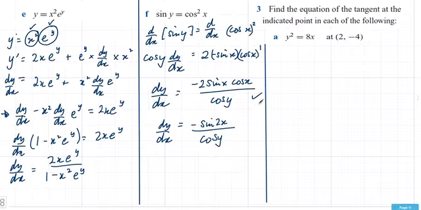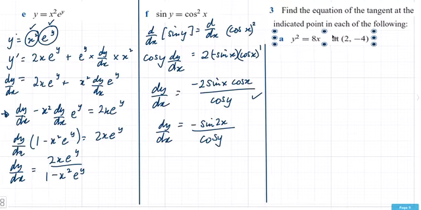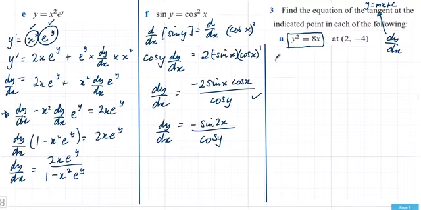The last question on this page I've got here is find the equation of the tangent at the indicated point of the following. We'll just do the first one, which is A. So the equation of the tangent, remember, is y equals mx plus c, where m is dy dx at that point. So the first thing we're going to have to do is find dy dx. Now you can see that we've been given this equation here. So let's find dy dx first.